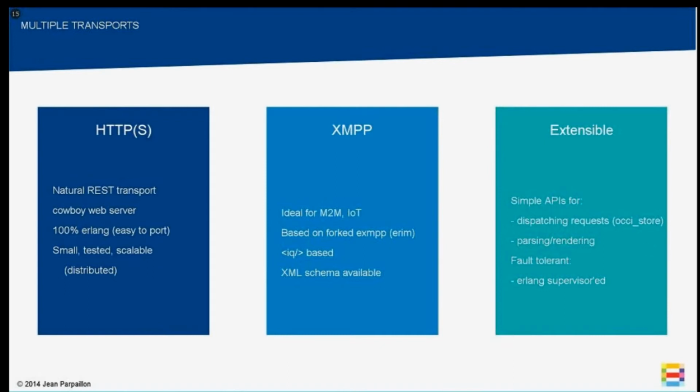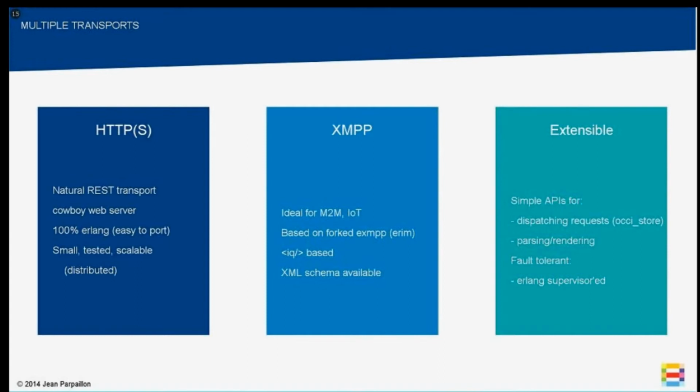We have also implemented the XMPP transport, which is more targeted to M2M or IoT domains. We have based the XMPP transport on a fork of the eXMPP library, which is the most known XMPP library in Erlang. We use it for that, and we have defined an XML schema for the exchange of REST operations on XMPP. And of course, the transport is also extensible. We have an API to implement transports, and if you want to write your own transport, you can benefit from all the erOCCI framework for dispatching requests, parsing and rendering, the fault tolerance and such.